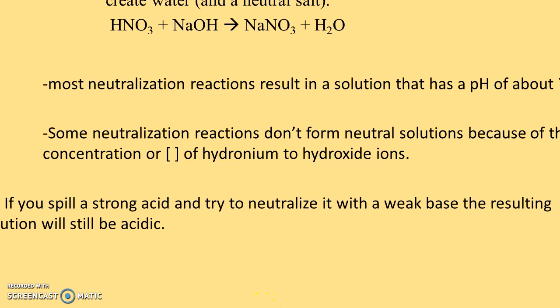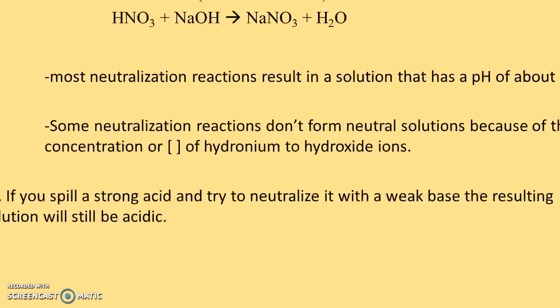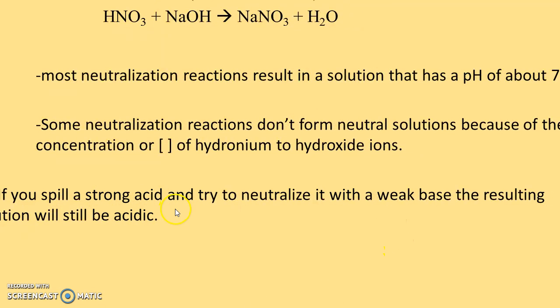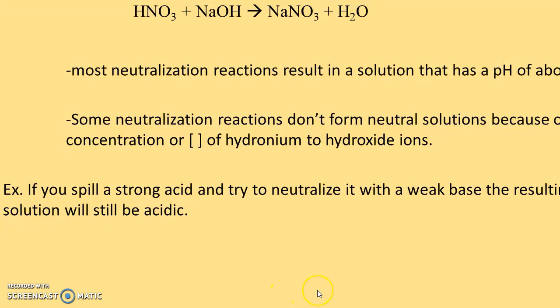Okay, question for you. If you spill a strong acid and try to neutralize it with a weak base, the resulting solution is still acidic. Why? So remember what a strong acid is and what a weak base would be. Strong acids completely ionize, while a weak base doesn't completely ionize. So if you mix these two together, we have higher concentrations of hydronium or H+ ions in solution than we do hydroxide ions in solution. Overall, that would mean it would be more acidic.